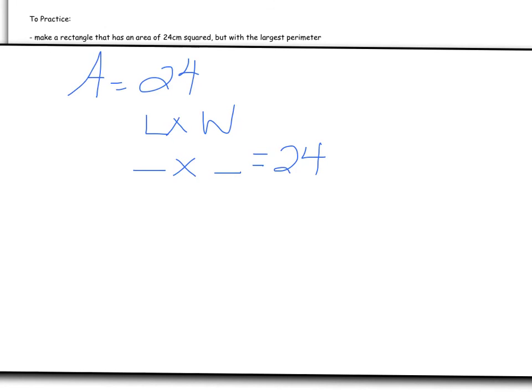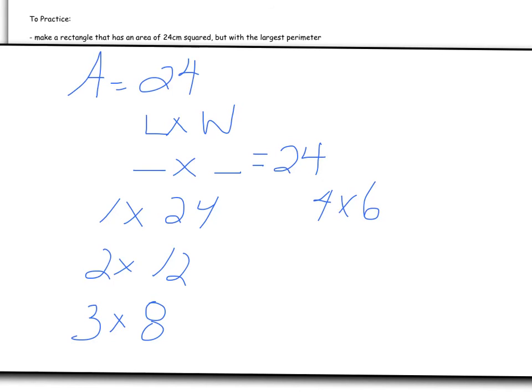We would like a rectangle with an area of 24. We know we find area by going length times width. That means we need something times something that's going to equal 24. Well, what are our possibilities? Of course, 1 times 24, 2 times something, yes, 2 times 12, 3 times something, yes, 3 times 8, 4 times something, yes, 4 times 6, 5 times something, no, 6 times something, yeah, 6 times 4, I already have that, so I know I'm done.